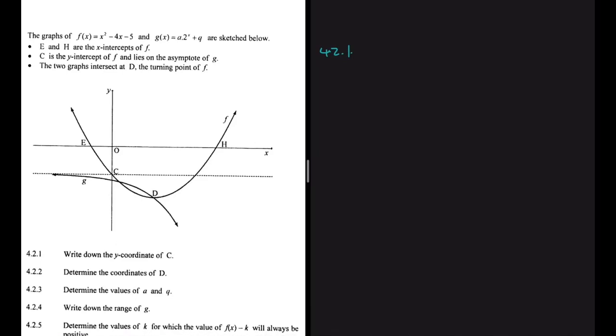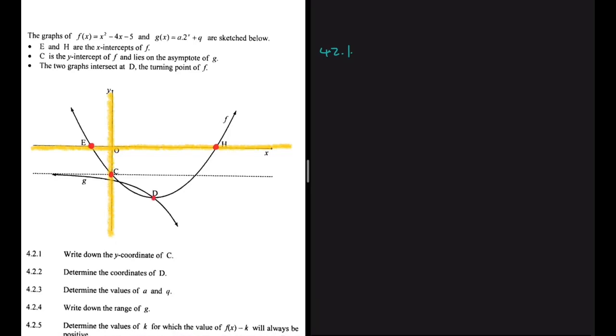minus 5, which is the quadratic function you see on the graph. And then we have an exponential function, g of x, which is a multiplied by 2 to the x plus q. And then E and H are the x-intercepts. We have E here, as you can see, and then we have H here being the x-intercept. So this line here is actually our x-axis, and this line here is our y-axis. And then C is the y-intercept of f. So we have C here being the y-intercept of f, and it lies on the asymptote of g. The two graphs intersect at D, so they're intersecting here at D, the turning point of f.